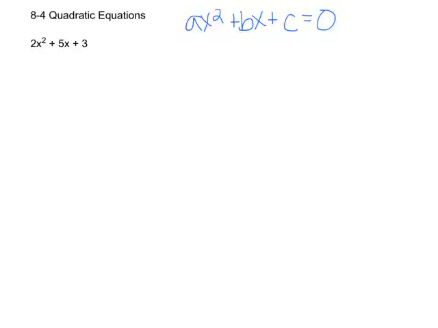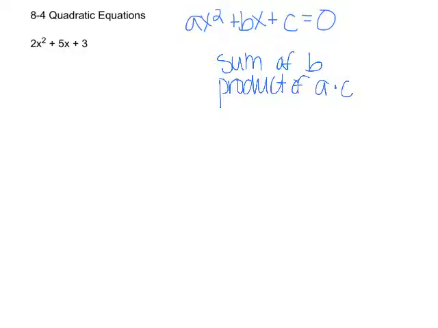But when I factor these types of quadratic equations where a is a number that's greater than 1, I am going to have to follow the rule that I'm trying to find something that has the sum of b, and it's also the product of a times c. So I'm looking for something with the sum of 5 because b is 5, and the product of 6 because a times c is 6. 2 times 3 is 6.